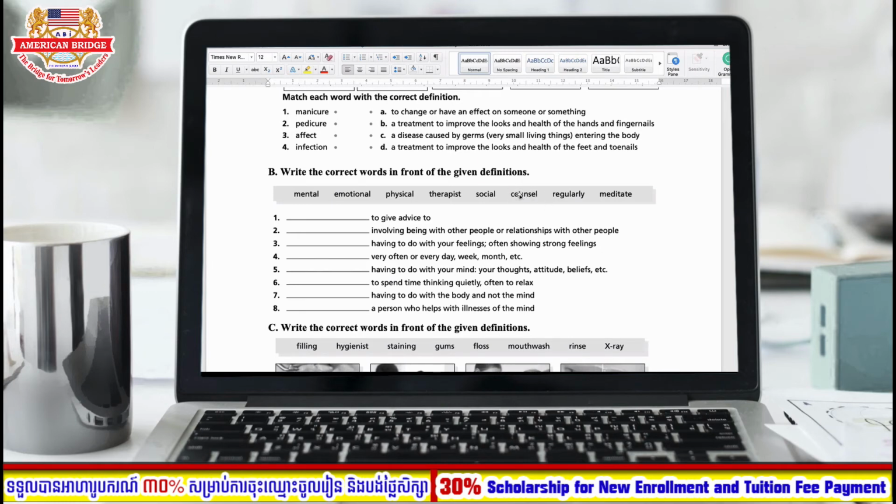counsel, right? So I need to copy it and paste it here. And number two, involving being with other people or relationship with other people. So this one is social, right? When we talk about socialize, which means you are having an interaction with people in the society. So it is social.